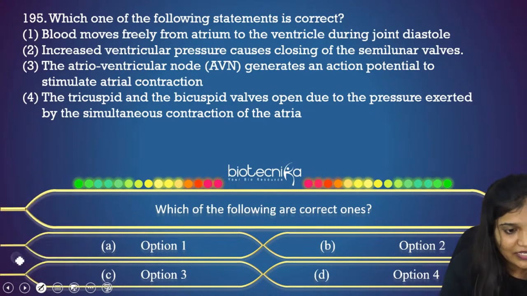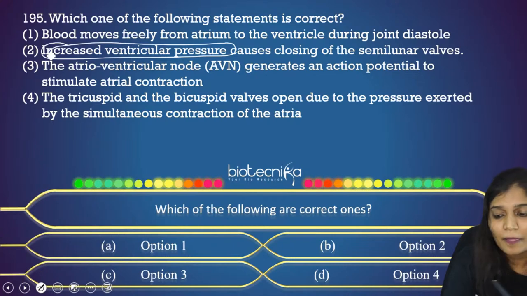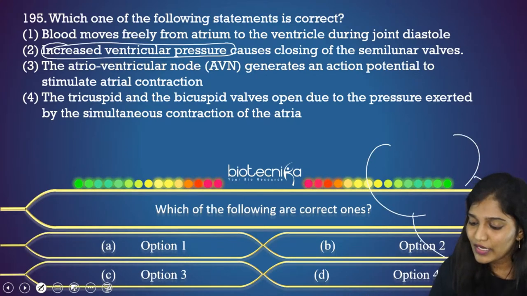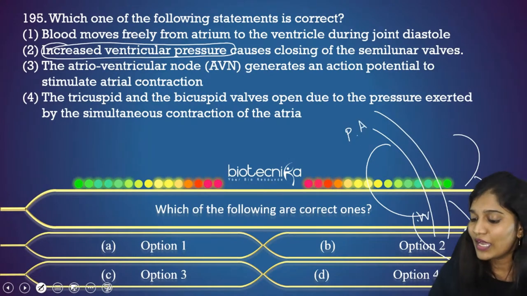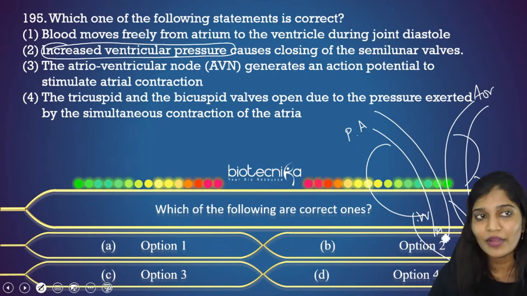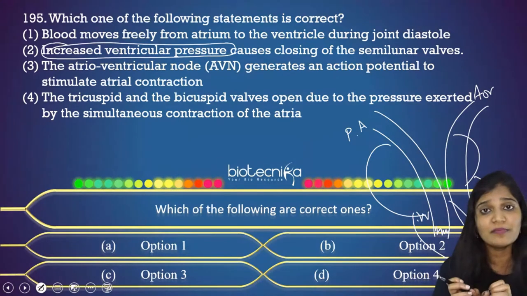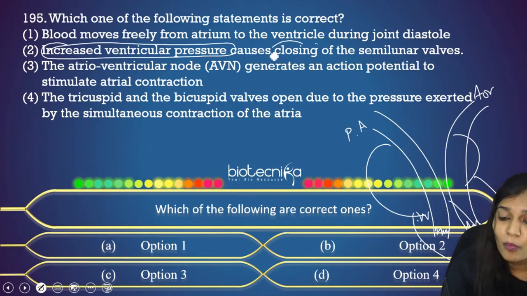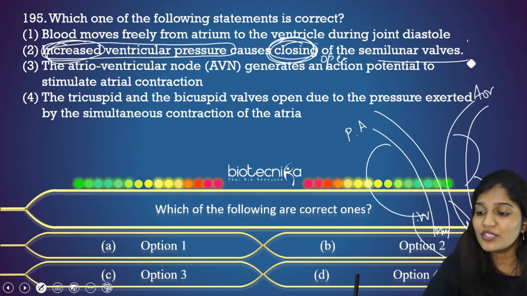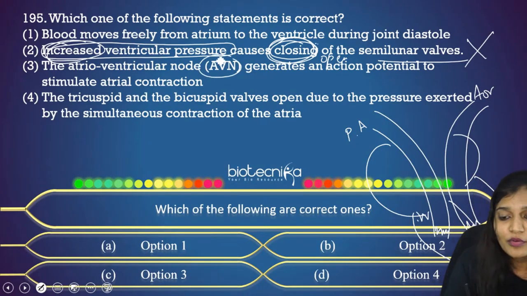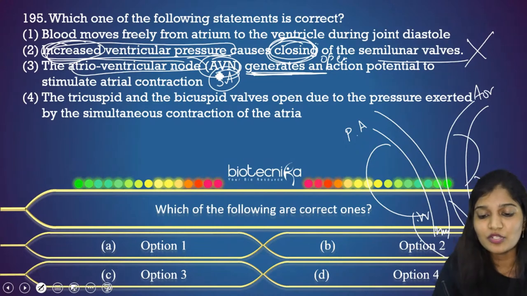The next statement actually says increased ventricular pressure. Listen carefully. If the ventricular pressure is increased, what will happen? The semilunar valves, which means this is going to be the pulmonary artery and this is going to be the aorta, and both of them are going to have semilunar valves. When the pressure is maximum, semilunar valves will open. Increased pressure will cause opening of semilunar valves, but they have given closing, which is a wrong statement. I'm not going to select it. AV node will not generate action potential. It is SA node. SA node only will generate action potential, which is again a wrong statement.